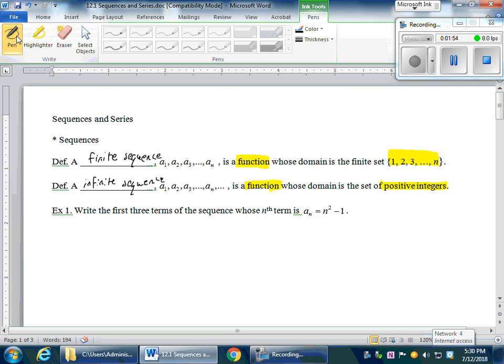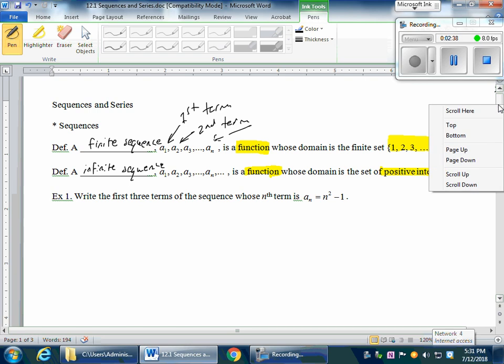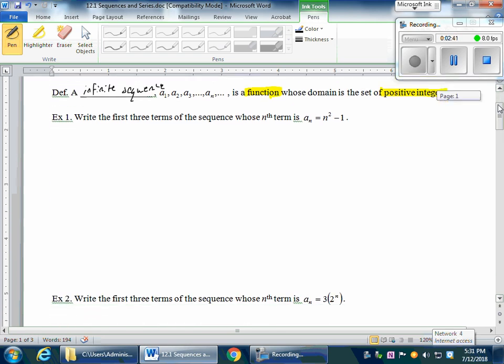Now, each output from those functions is called a term of a sequence. So this is basically referring to the first term, and this is referring to the second term, and so on and so forth. So if you have an n, if it is a finite sequence, you will have a last term. If you have an infinite sequence, you don't have any last term. So what we want to do in this section is be able to compute, first, a few terms. So every sequence has a formula because it is a function. So let's take a look at the first example.